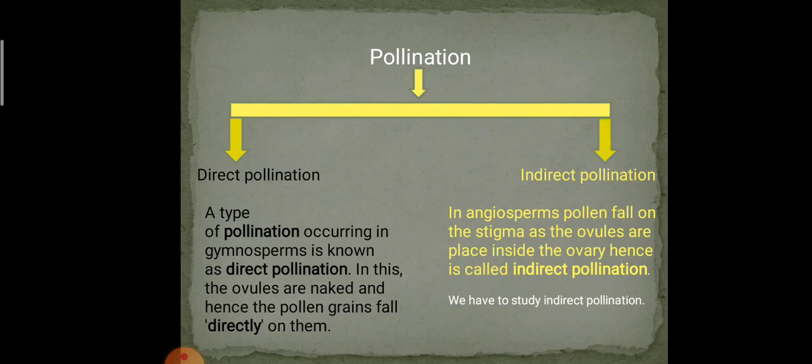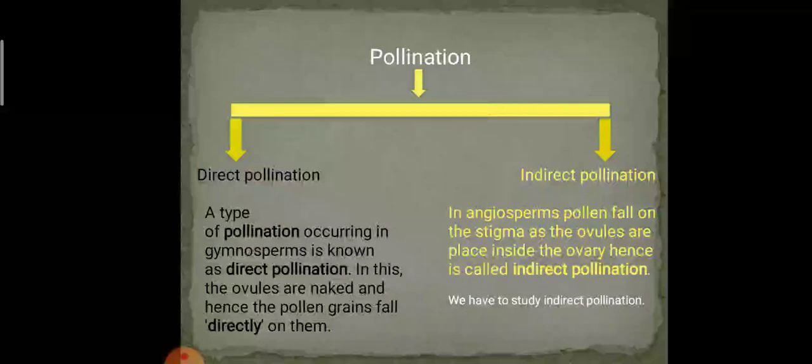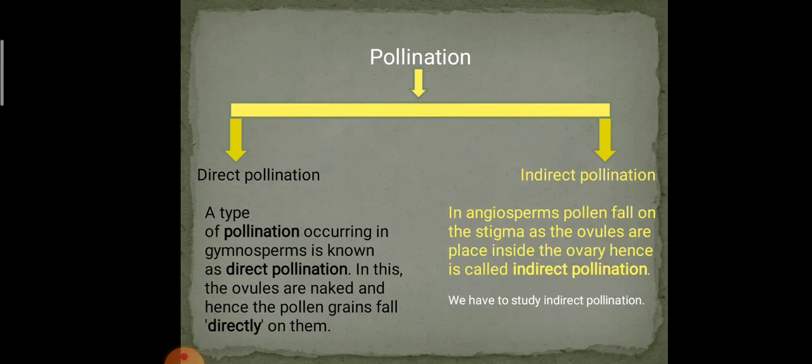Gymnosperms basically include direct pollination and angiosperms include indirect pollination. We have to discuss sexual reproduction in flowering plants, and in that we will be discussing indirect pollination. So let's discuss it.